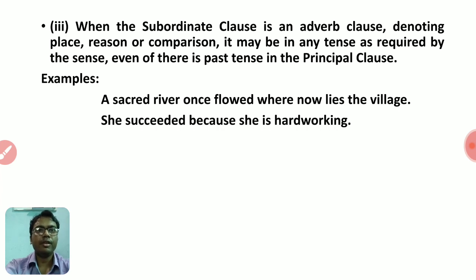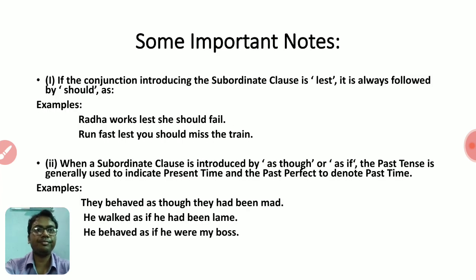Next example. She succeeded because she is hardworking. Now "she succeeded" is your principal clause. The reporting verb is given in past tense. Since here we are getting "because", which denotes reason, that is why here "she is hardworking", present tense is used.